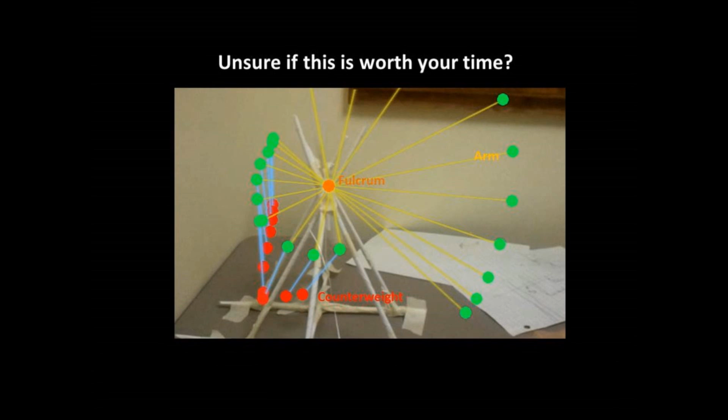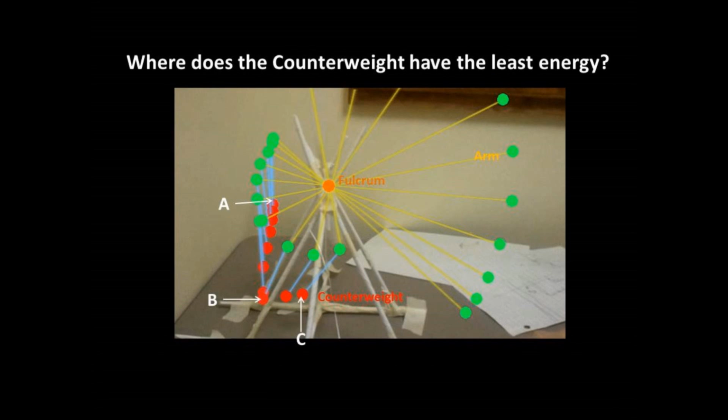Here is a simple question that will greatly influence the efficiency of your throw. Here is a motion capture of the arm and counterweight at various points of the throw. Where does the counterweight have the least energy? A, B, or C? Don't know the answer? Unsure why this is relevant to trebuchet design? Then this video could help you throw farther.